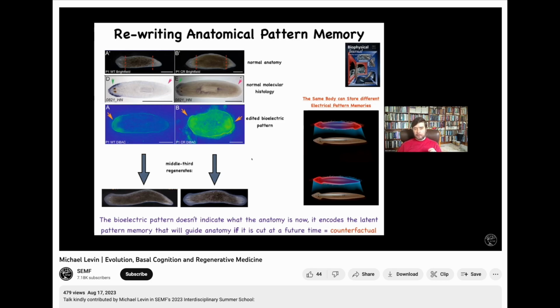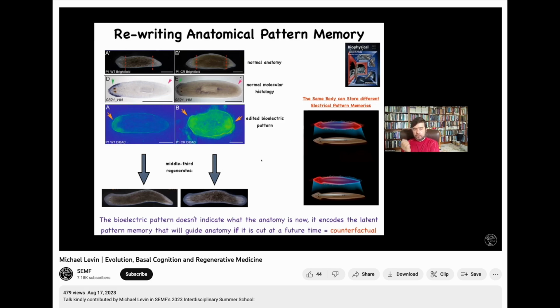So a single planarian body is able to store at least two different representations, two different ideas of what a correct planarian looks like, and sit there, and it's a latent memory. It doesn't do anything until you injure the animal. The same body, the same one-headed body, can store two different representations.